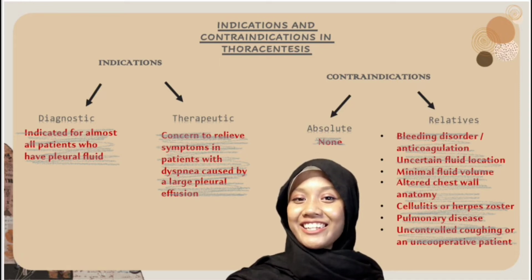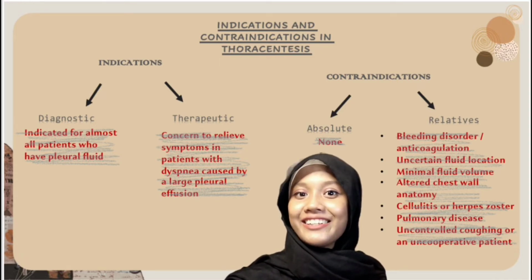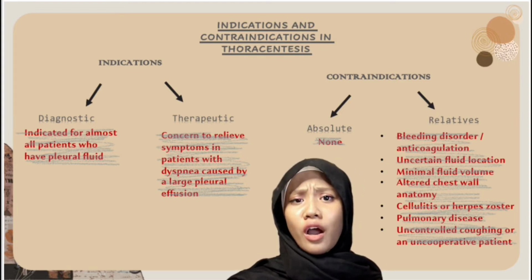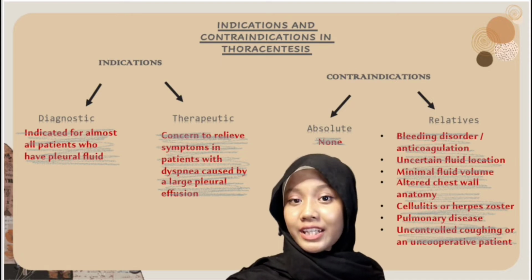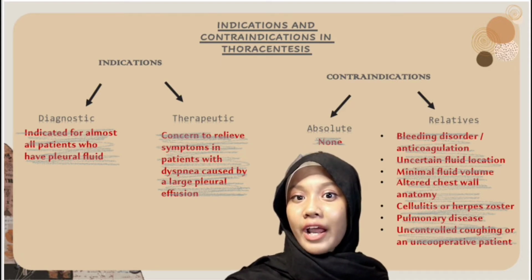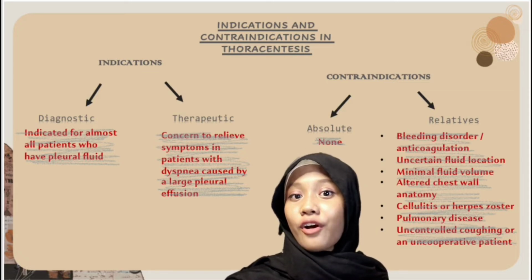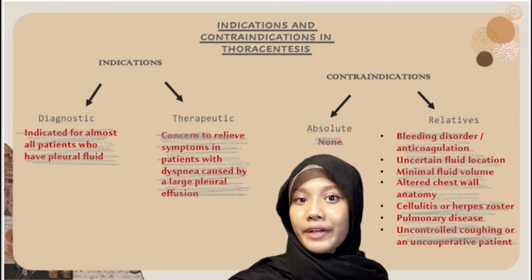Next will be contraindications. There are 9 absolute contraindications. Several will be under relative contraindications, which are bleeding disorder or anticoagulation, uncertain fluid location, minimal fluid volume, altered chest wall anatomy, cellulitis or herpes zoster at the site of thoracentesis puncture. Another two are pulmonary disease and uncontrolled coughing or an uncooperative patient.